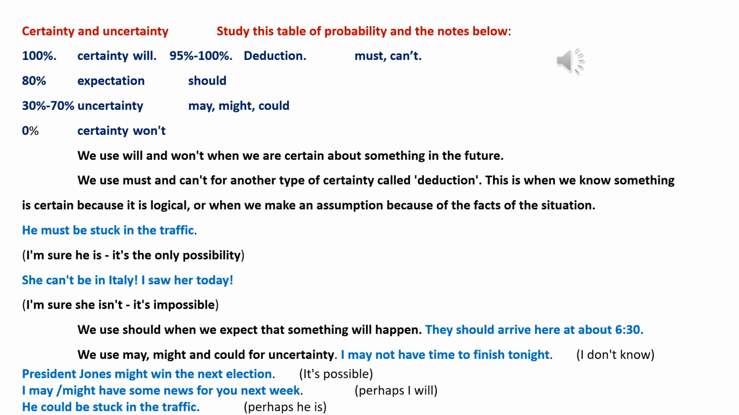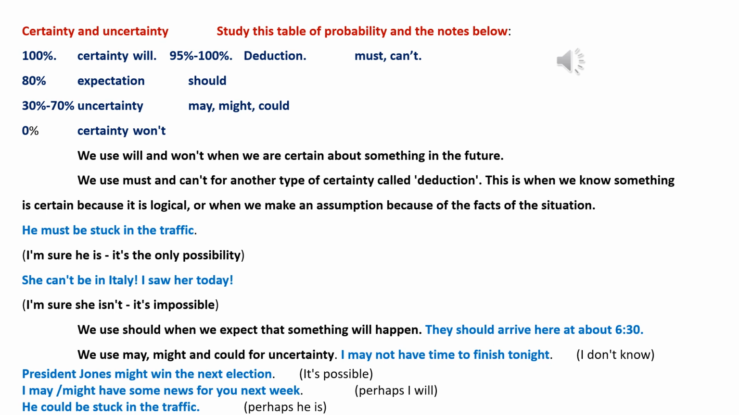We use must and can't for another type of certainty called deduction. This is when we know something is certain because it is logical, or when we make an assumption because of the facts of the situation. He must be stuck in the traffic. I'm sure he is. It's the only possibility. She can't be in Italy. I saw her today. I'm sure she isn't. It's impossible. We use should when we expect that something will happen.